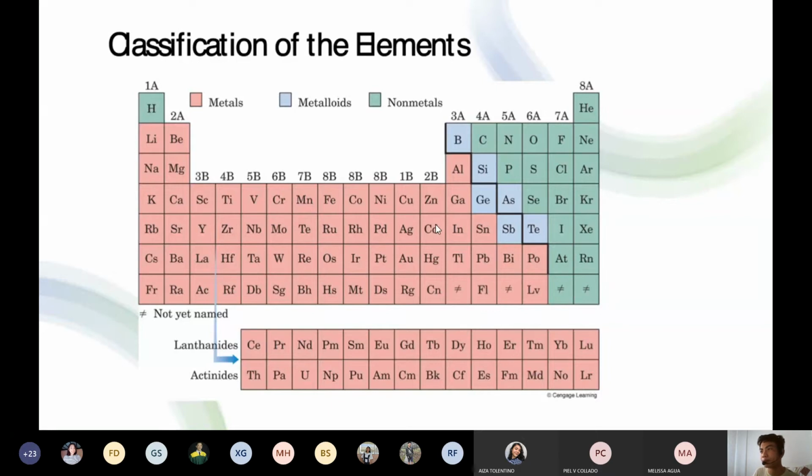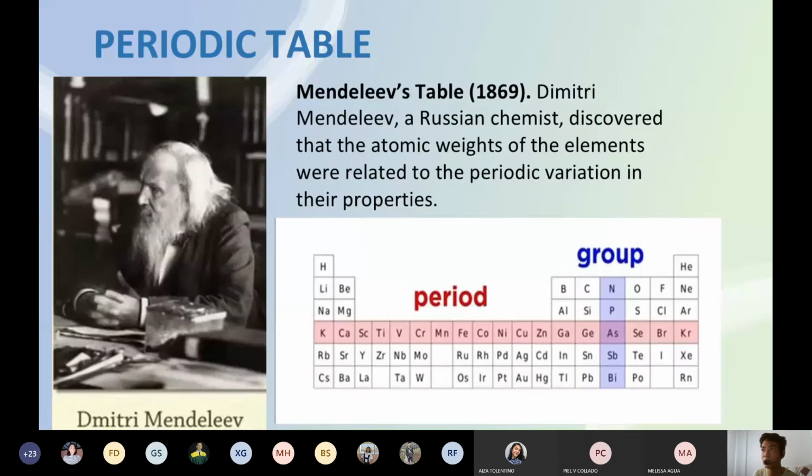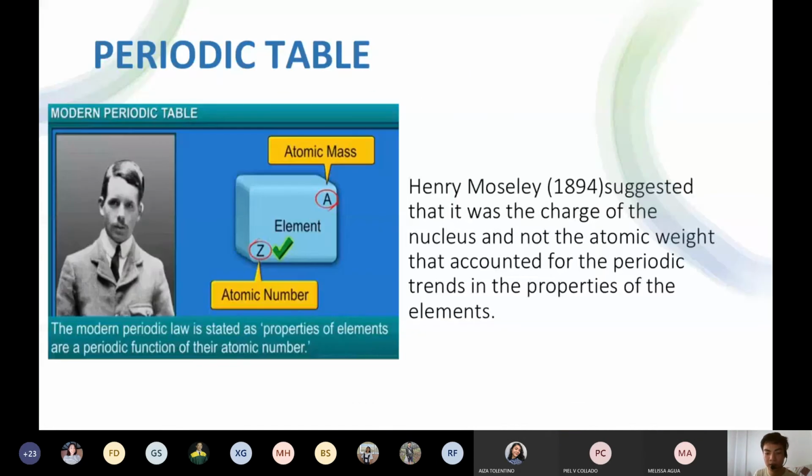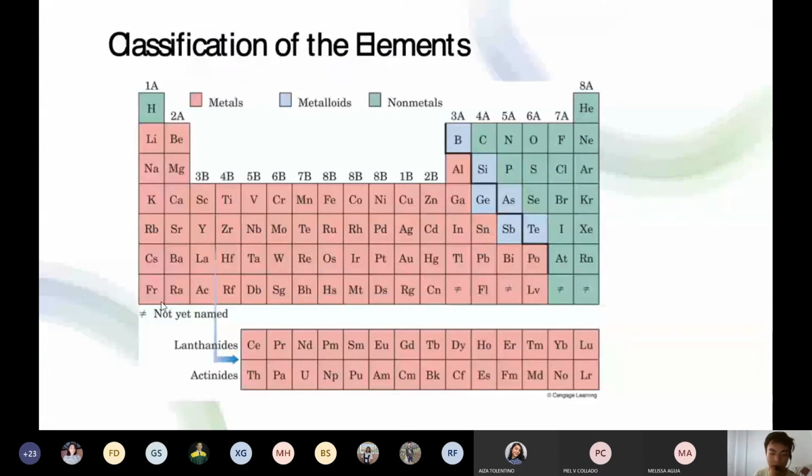Okay, so yun lang. So ngayon, we know that our periodic table is arranged not by mass, but by atomic numbers. So, kay Dimitri, weights pa rin, pero sabi ni Moseley, gawin nyo na yung atomic number. Gawin nyo na in terms of number of protons para mas better. So, we have the modern periodic table.